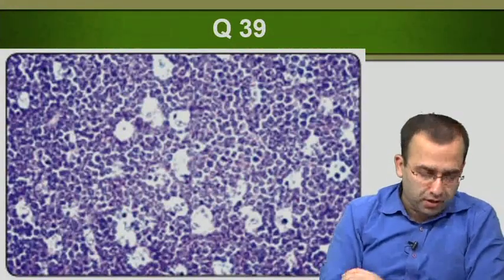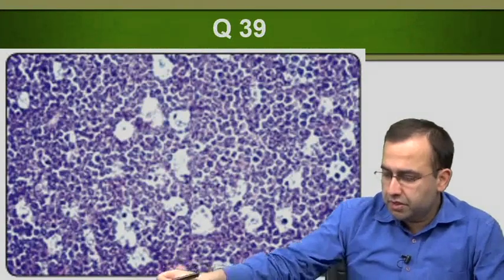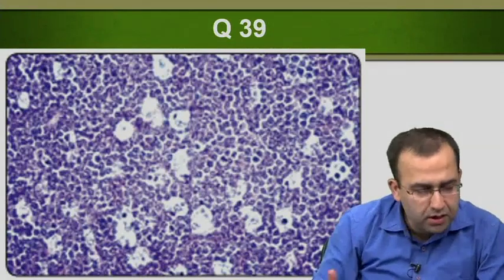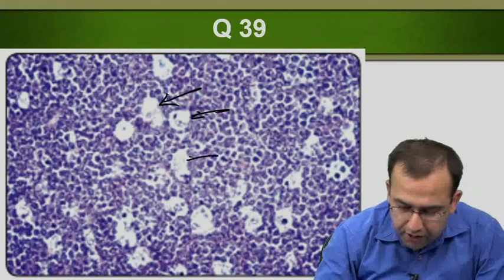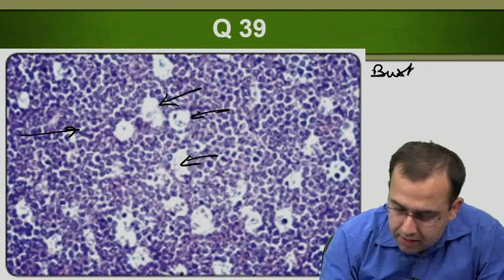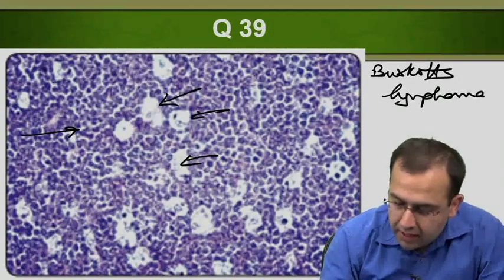Next, diagnosis. This is a spotter. Question 39. This is even printed in your paper. This is a spotter, bache. Diagnosis: starry sky appearance. Stars are the macrophages in a sky of Burkitt cells. Burkitt's lymphoma. Starry sky appearance.